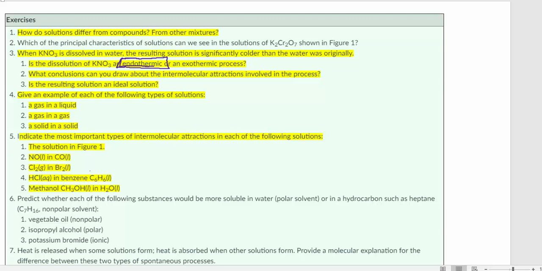Is the resulting solution an ideal solution? No. An ideal solution is when there would be no intermolecular forces between the solute and the solvent.